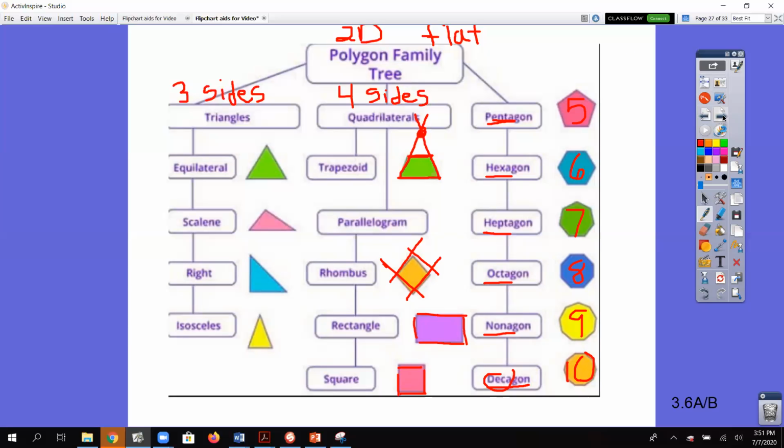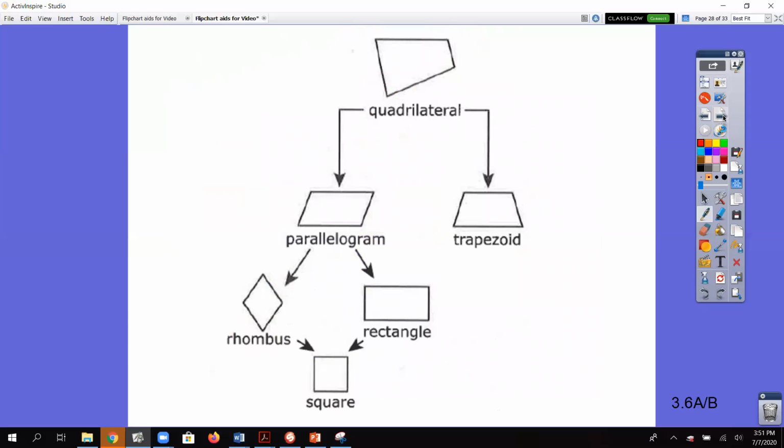Okay, so let's take a closer look at our quadrilateral family tree. These are all quadrilaterals, okay? They all have 4 sides. So in the quadrilateral family tree, the trapezoid is here by itself, and that's because, remember, it is not parallel. Parallel lines are lines that don't cross. This is a parallelogram, and these are each parallelograms. So we're going to take a closer look on the document camera.